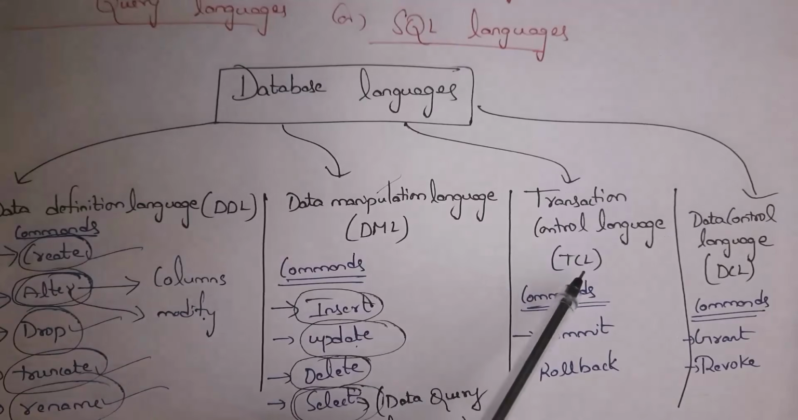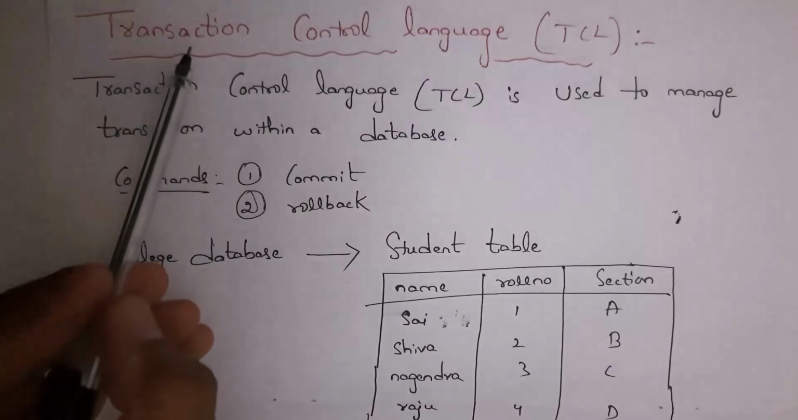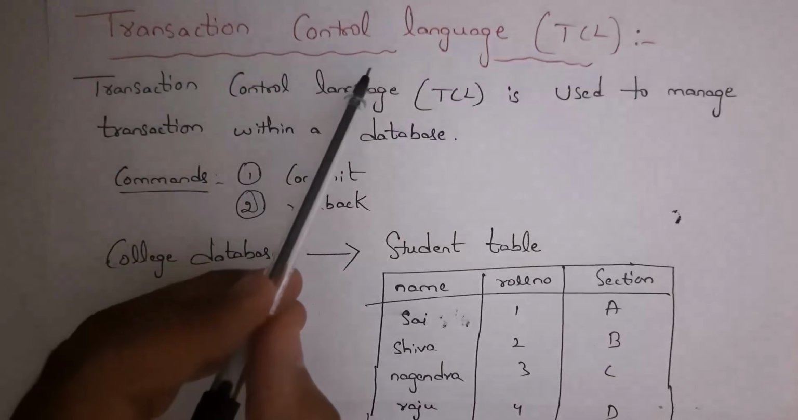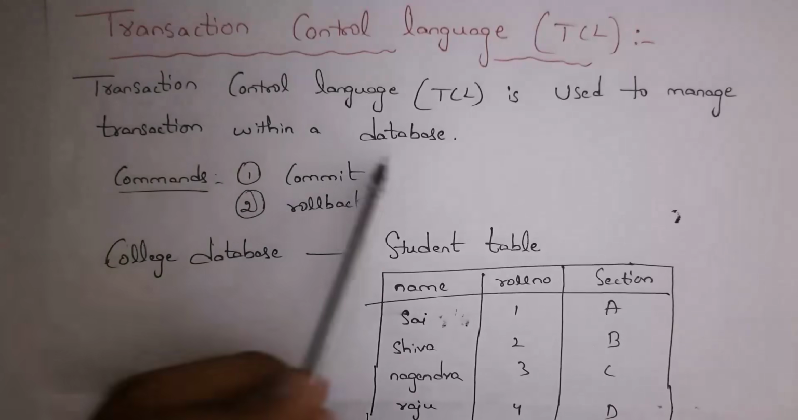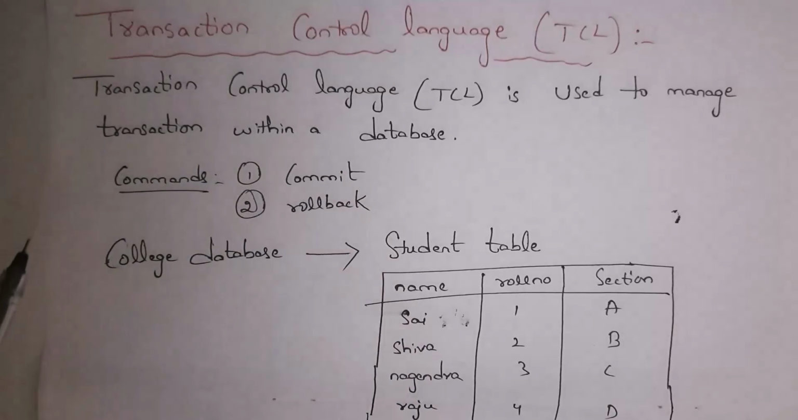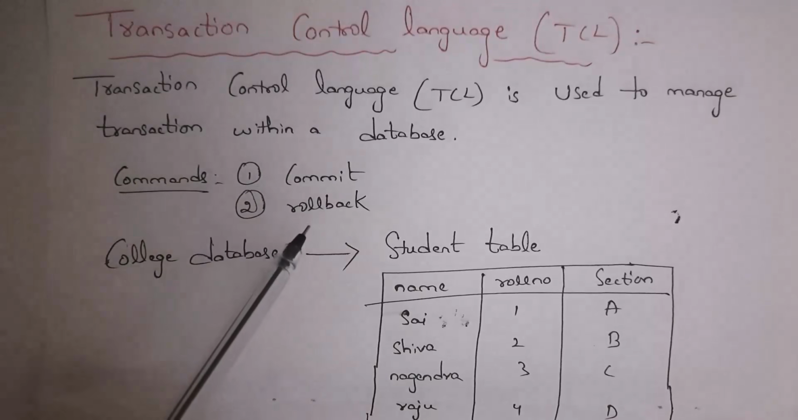Next I will explain TCL, that is transaction control language. The name itself says transaction control language. So this transaction control language is used to manage transactions within a database. There are two commands in TCL, they are commit and rollback. I will explain these two commands by giving examples.